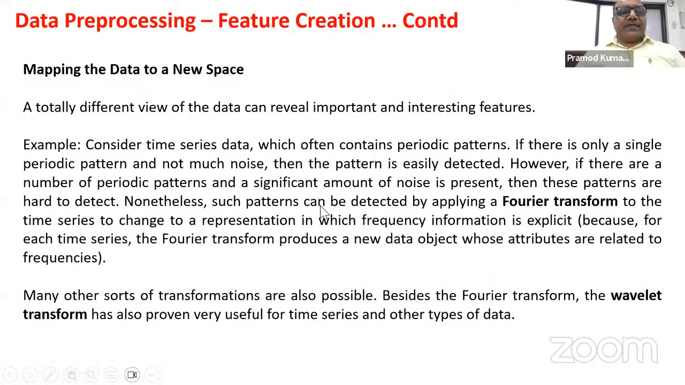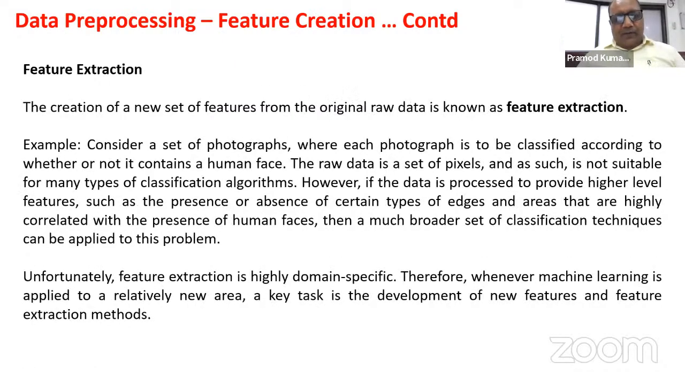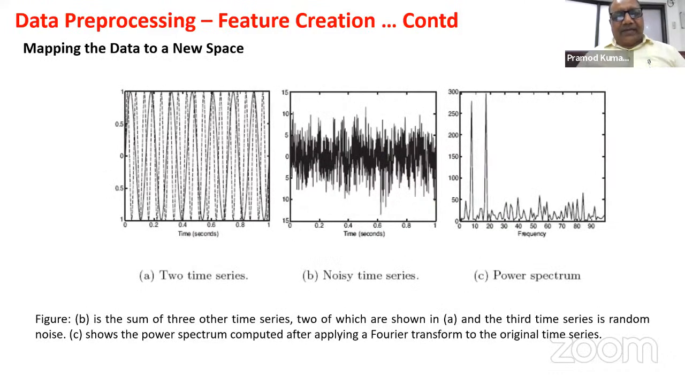The other one is basically mapping the data to a new space. Now, what is this mapping of data to a new space? A totally different view of the data can reveal important and interesting features. Obviously it won't be possible to understand this from one sentence, so an example is given here. If it is not clear from the example, then you can go through the next diagram also, which will make it more clear.